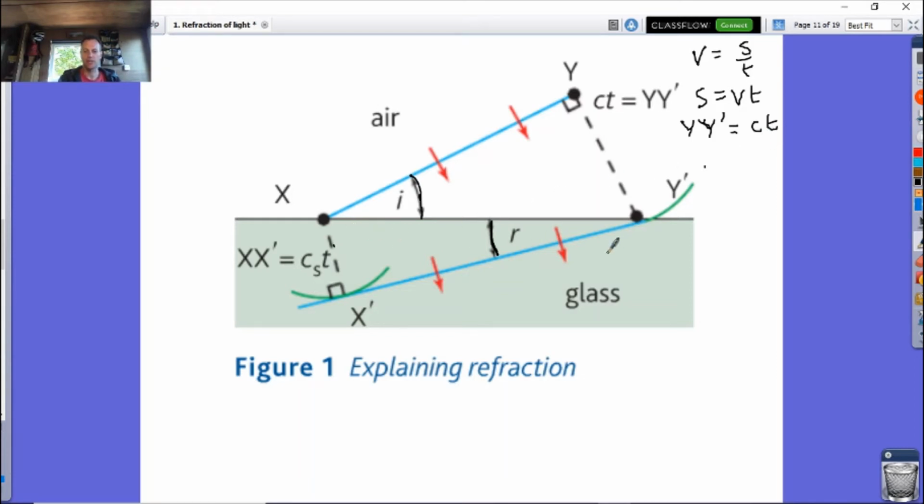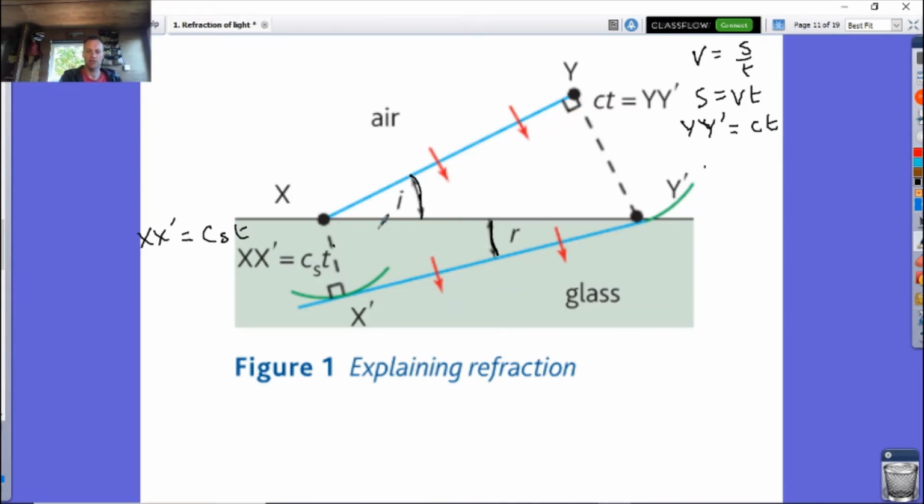Conversely, when it goes into the glass block, you've now got X dash, which is over here. And what they've done in your book is they've called that cs t, which is the speed multiplied by the time. It's cs because that's the speed of light in that substance. So there are two equations then. That distance there is going to be ct, and that distance there is going to be cs t. That's going to be smaller because the light has slowed down, or the waves are slowed down.